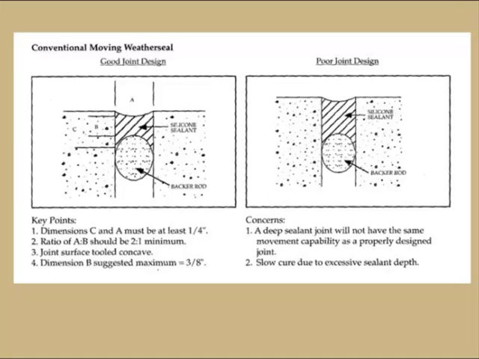And then this here is really hitting on a moving corner joint. You can see on the left-hand side there is bond breaker tape that was incorporated into that design, which allows for 2-sided adhesion, which is going to allow that joint to move, be flexible. On the right-hand side, we have the pour joint design, no bond breaker tape installed there. We're going to have 3-point adhesion. That joint's going to work against itself, and it's going to fail prematurely, no question about it.